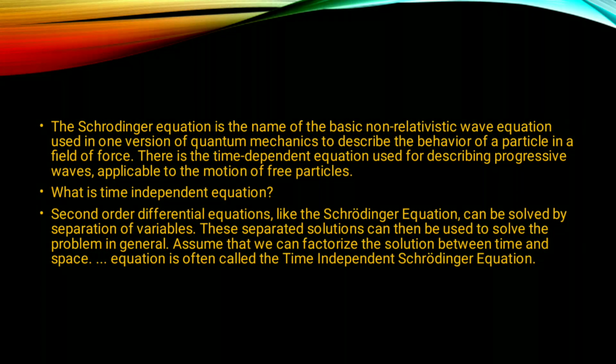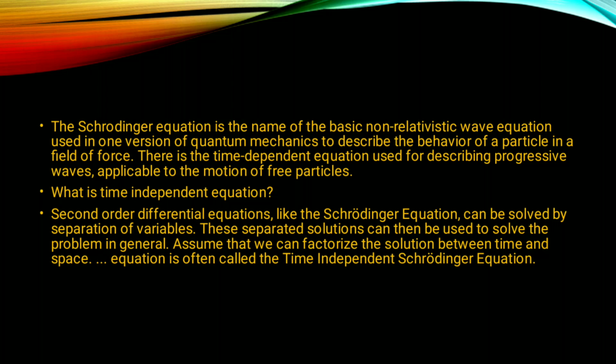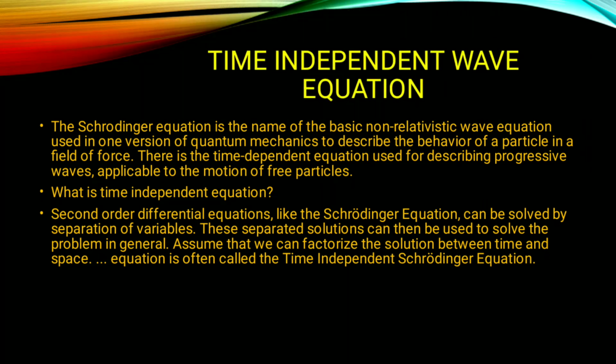The Schrödinger equation is the name of the basic non-relativistic wave equation used in one version of quantum mechanics to describe the behavior of a particle in a field of force. There is the time-dependent equation used for describing progressive waves, applicable to the motion of free particles. Assume that we can factorize the solution between time and space. The equation is often called the time-independent Schrödinger equation.